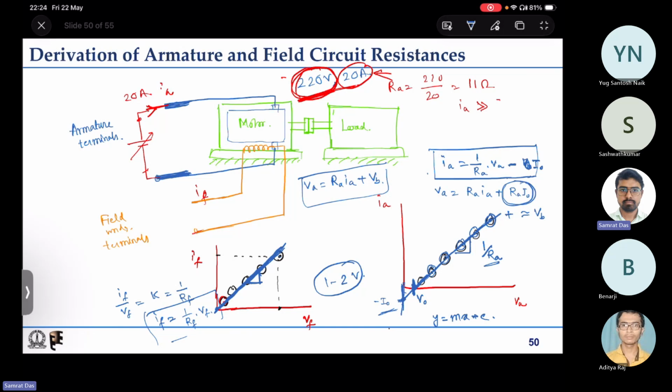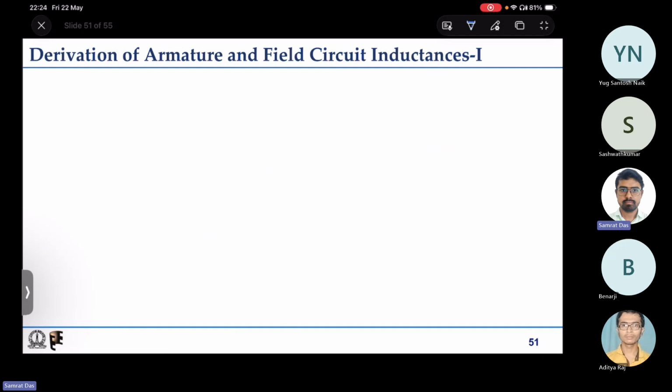So we found out everything. We found out the resistance, which we will be using, and we will be neglecting the brush voltage drop for all cases other than power loss calculation. Now let us try to understand what we can do to find the inductances. Again we have the same setup.